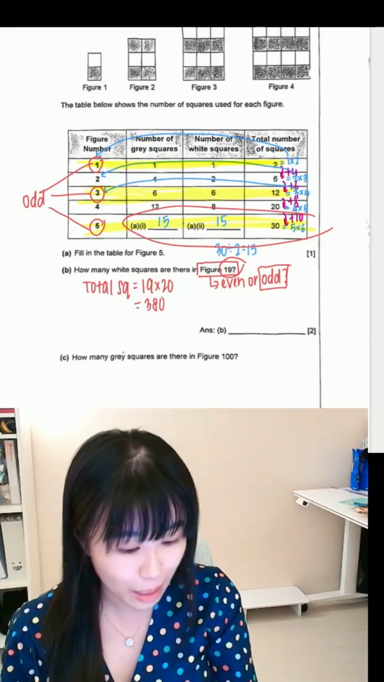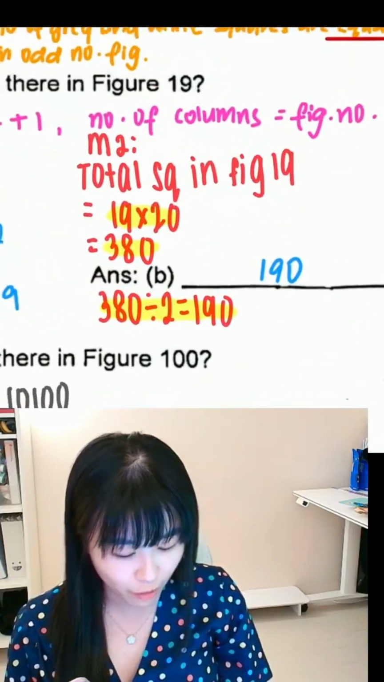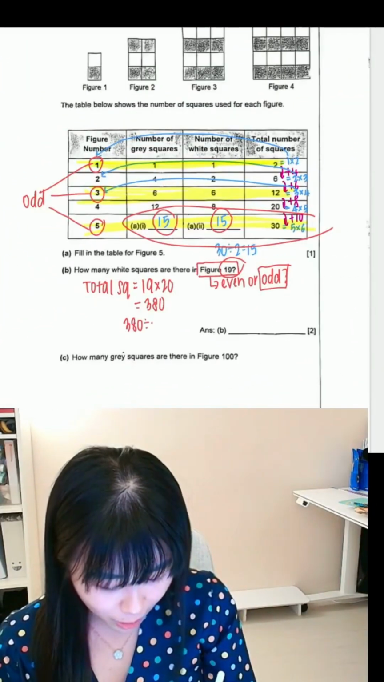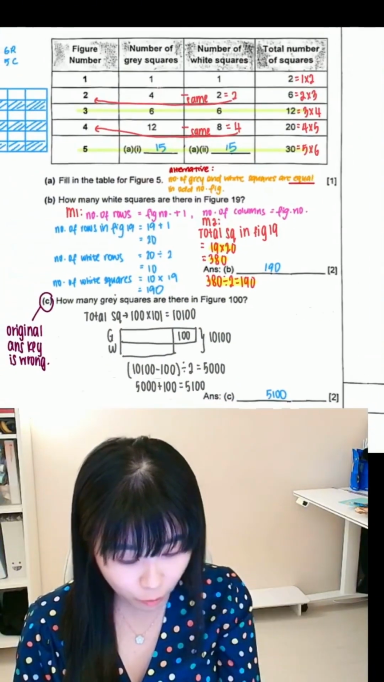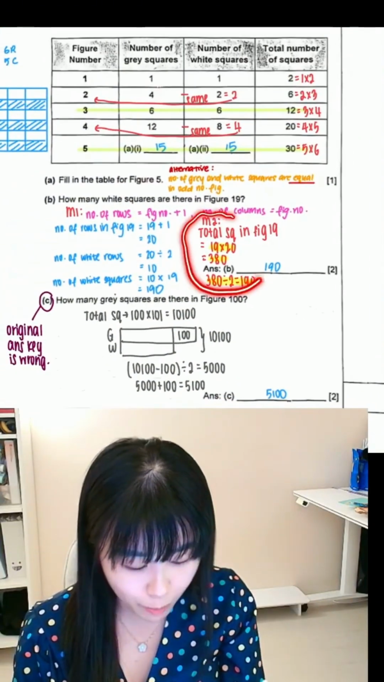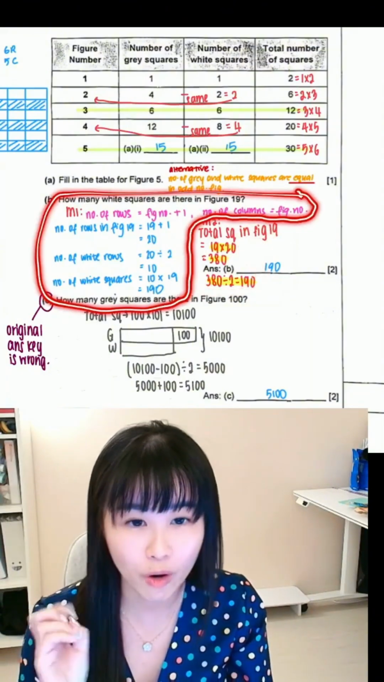And then the next step is, because it is an odd number, you realize they are the same, right? You just need to divide by 2. 380 divided by 2 is 190. Okay? There can be other ways of doing this. This was my method. Look at this. M2 was my method. M1, this one, was my teacher's method. So there can be different ways of solving also.